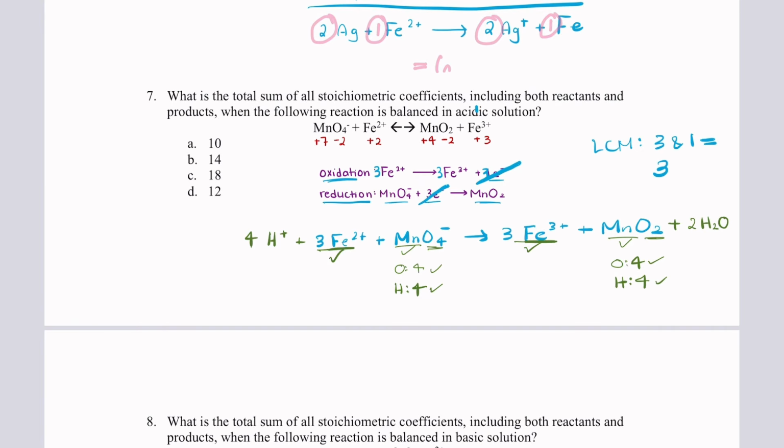So our final balanced reaction is 4 hydrogen ions plus a permanganate ion and 3 iron 2+ ions. Those all react to form 1 manganese 4 oxide plus 2 water molecules plus 3 iron 3+ ions. The coefficients are 4, 1, 3, 1, 2, 3. Adding them together gives us a total of 14. Therefore, the sum of these stoichiometric coefficients is 14, which makes choice B the correct answer.